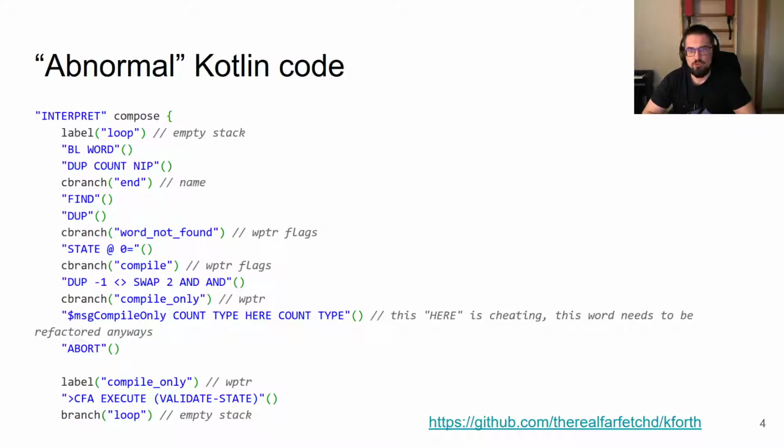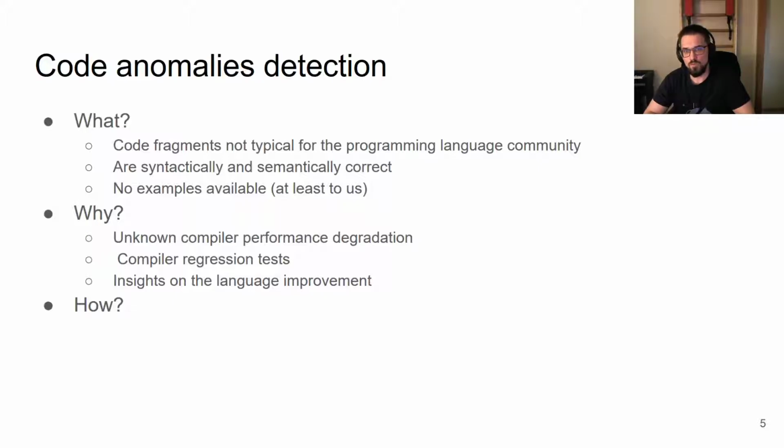This is a piece of code from a compiler of the fourth programming language. Who knows why it was written, and technically it's written in Kotlin, although sometimes it does not look like it at all. We call such fragments anomalies, in a sense that they're written differently than the rest of the code in the community. This code could be syntactically correct, it could even work very well, but somehow it differs from the majority of the code written in this language.